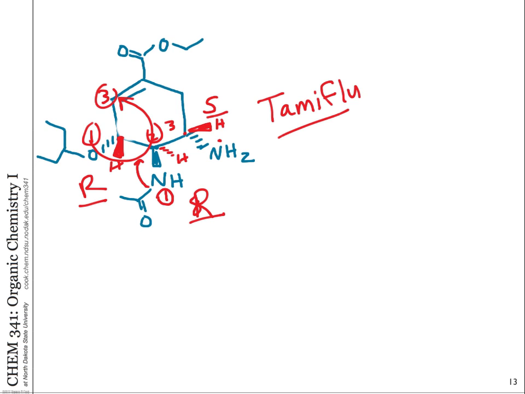Let me draw some more molecules, and I want you to tell me the difference in their relationship. Are they identical molecules? Are they enantiomers? Or are they diastereomers? So let's take a look at comparing two molecules. Here we have bromine, and here we have chlorine. And let me draw another one.